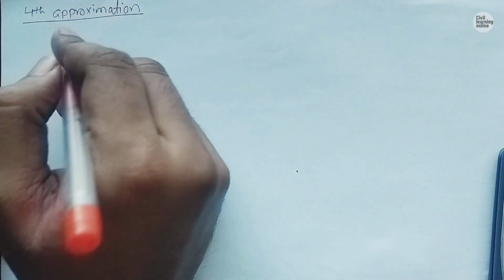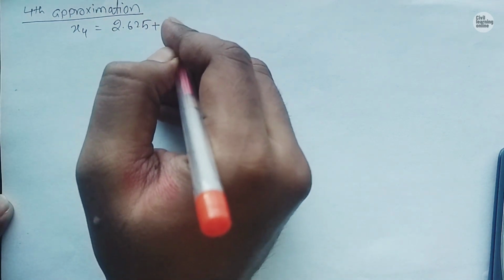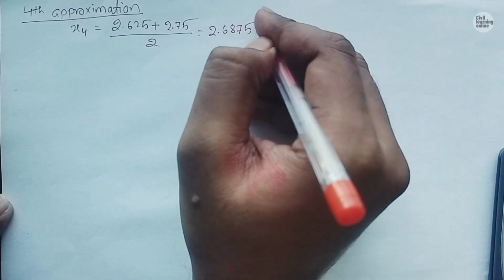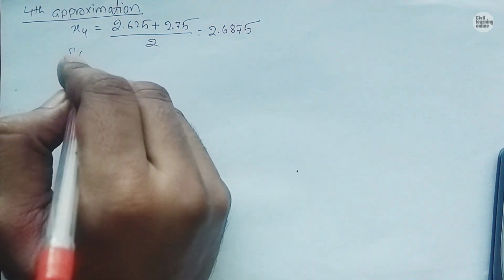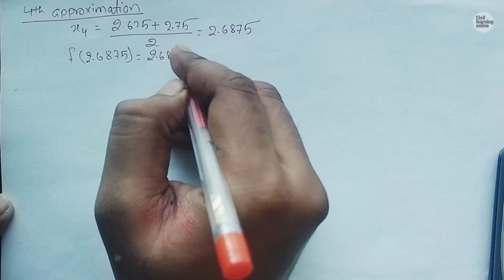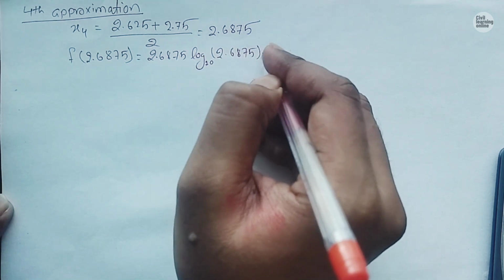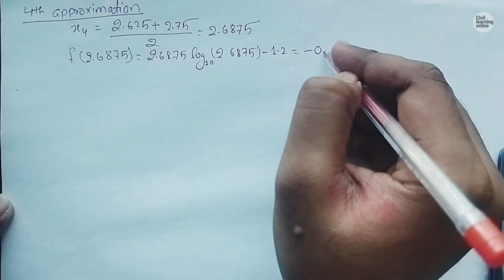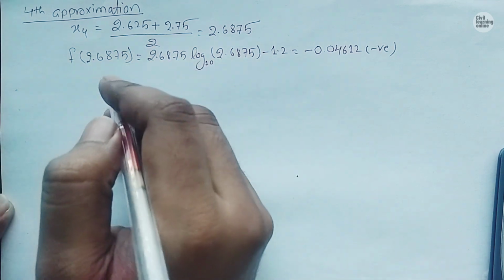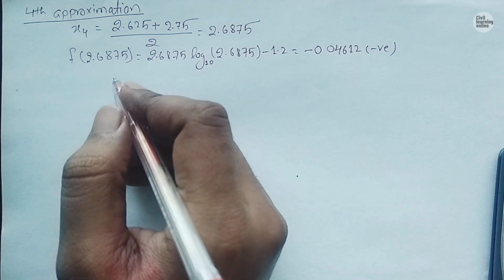Now let's solve for the fourth approximation. So for the fourth approximation we will write x4 equals to, and our root was lying between 2.625 and 2.75, so we will divide this by 2 and we will get 2.6875. So again we will find f for this value 2.6875. On solving this we will get 2.6875 log base 10 of 2.6875 minus 1.2, we will get minus 0.04612, which is again negative. So again we will look for the positive value, where we got a positive value backward. So we have got a positive value for approximating f of 2.75.